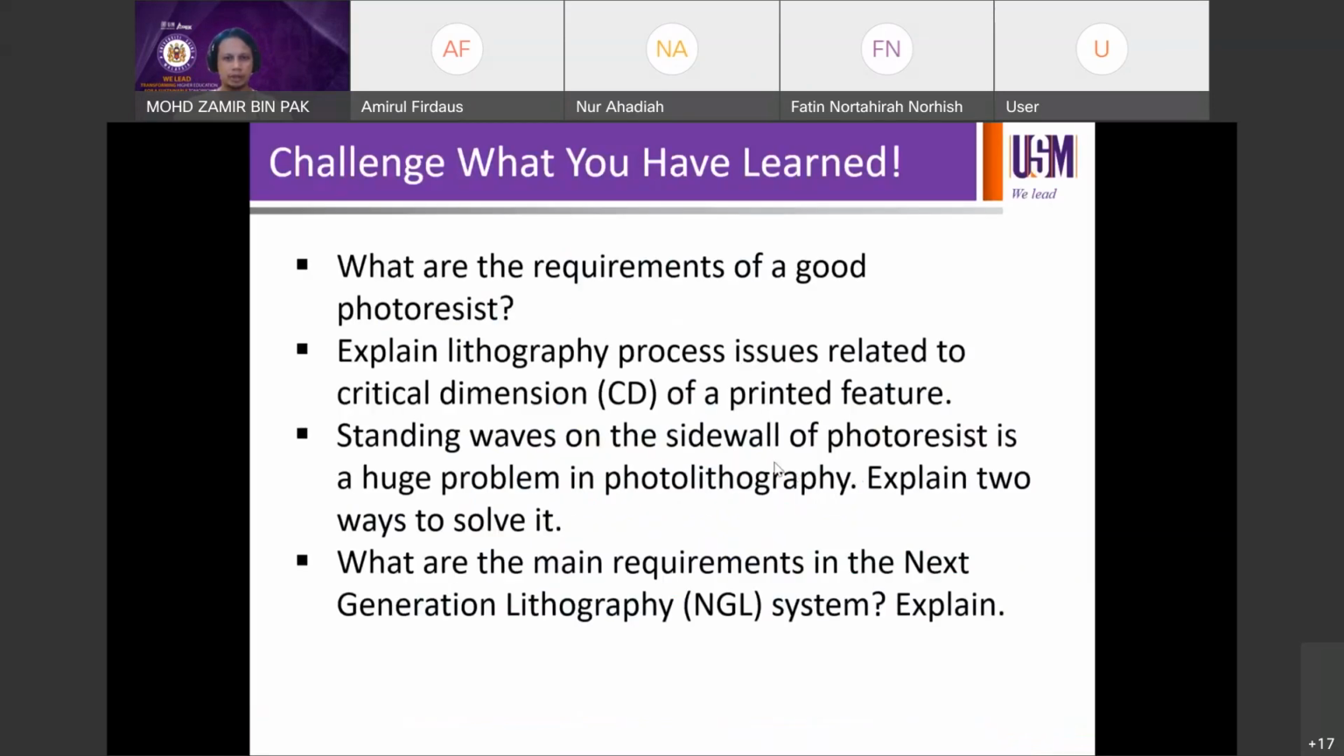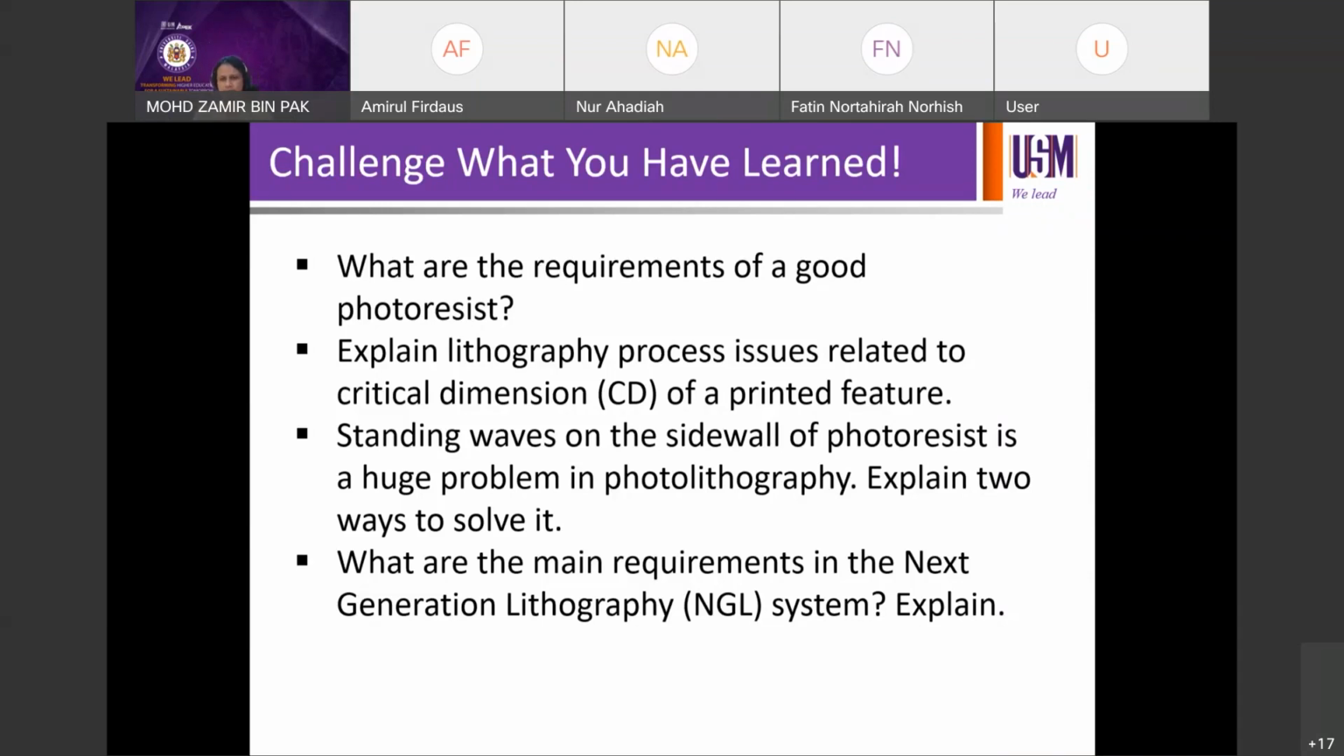So let's recap what we have learned from the previous topic, lithography. Question number 1: what are the requirements of a good photoresist? Let's discuss perhaps 3. Anyone can write down or have good addition? Good addition is one. High resolution, perfect. Without high resolution, you won't get good features or good printed patterns.